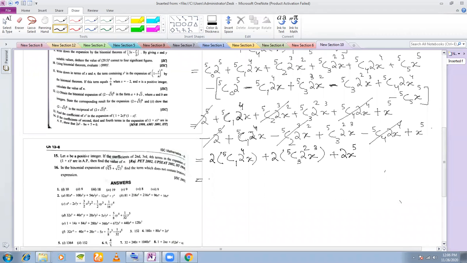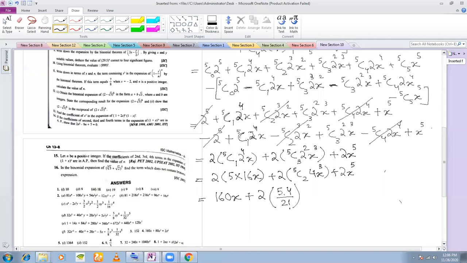Now we shall simplify to get our result. 5c1 is simply 5. 5 into 16x plus twice 5c3. 5c3 is the same as 5c2 into 4x cube plus 2x to the power of 5. And now what do we have? This is 160x plus twice of 5c2 can be written as 5 into 4 by factorial 2 into 4x cube plus 2x to the power of 5.